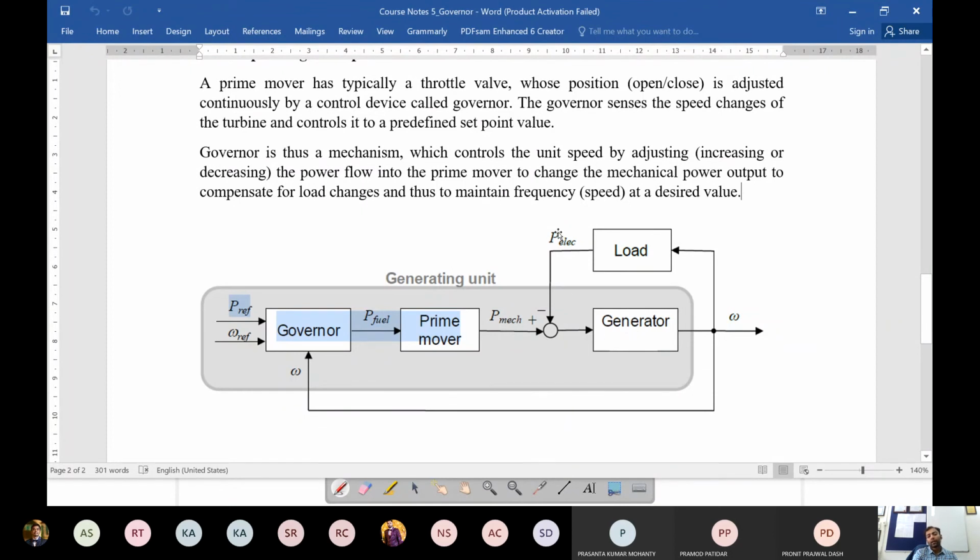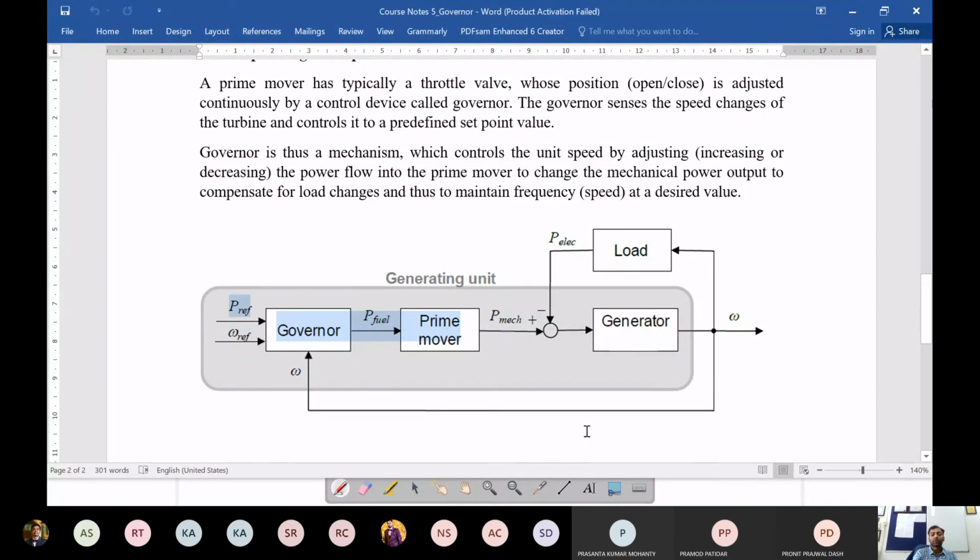But if I increase the load, or P elect, then P mech minus P elect becomes negative. That means the power is now lower than at the equilibrium operating point, so the generator speed will tend to decrease due to that negative power. What the governor does is that it has either a speed sensing or a frequency sensing mechanism, because speed and frequency are directly linked. There are different mechanisms. Many times, for very rigorous operation, both are ensured: you sense both the shaft speed as well as the frequency.